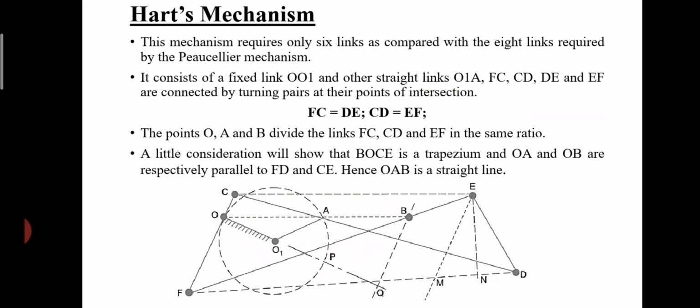So Peaucellier has 8 links and Hart's mechanism has 6 links.